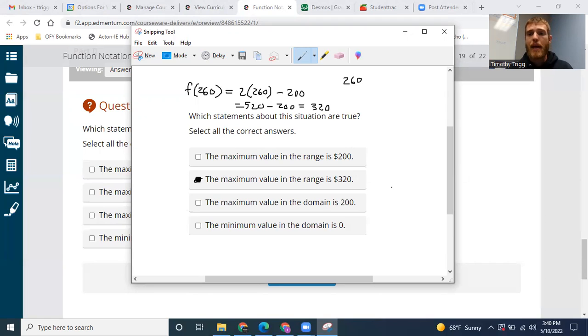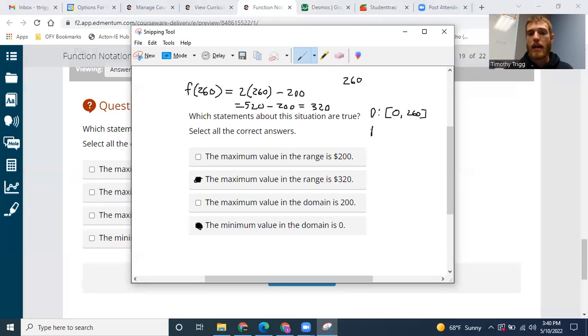The maximum value of the domain, well, let's think about this. So the domain is how many bracelets they sell. Okay, the domain is how many bracelets they sell. Well, what's the lowest amount they can sell? 0. 0 is the lowest amount that they could sell. What's the highest amount that they could sell? Well, they could sell all their bracelets, which is 260. So for our domain, our input values, the lowest input value possible is 0. And the highest input value is 260 in this case. So the minimum value of the domain is 0.